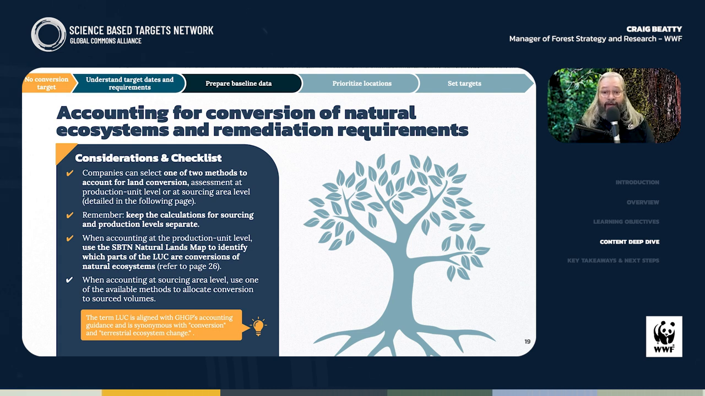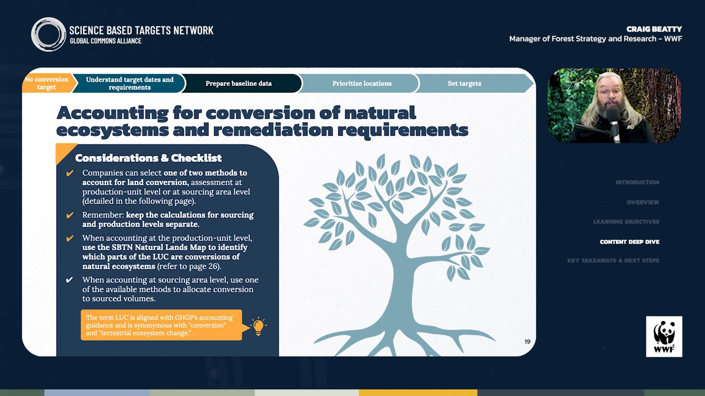when using the term land use change, we align with the Greenhouse Gas Protocol's accounting guidance and refer to it as synonymous with conversion and terrestrial ecosystem change. Many terms for the loss of terrestrial ecosystems. Companies can account for conversion using two methods that are illustrated in the following sections.